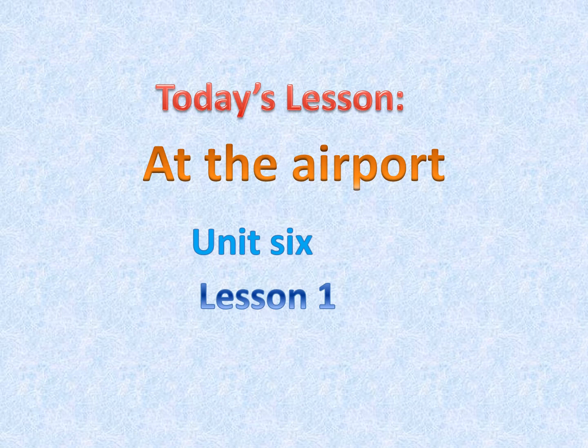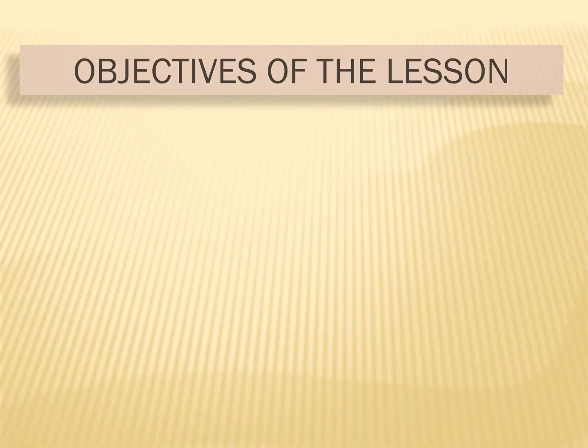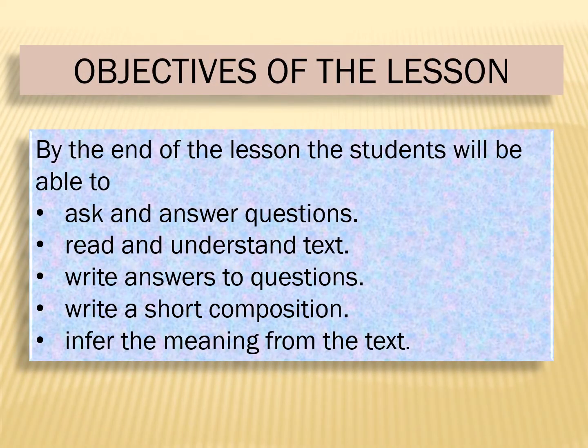So can you guess what is our text today? Our today's lesson is "At the Airport", and it is from Unit 6, Lesson 1 from the English for Today book of Class 8. Objectives of the lesson. By the end of the lesson, the students will be able to ask and answer questions, read and understand text, write answers to questions, write a short composition, and infer the meaning from the text.